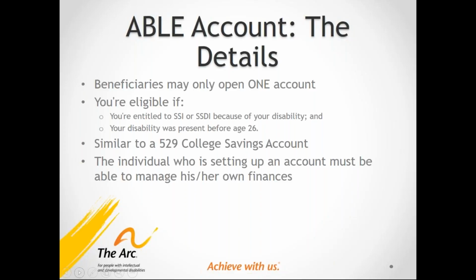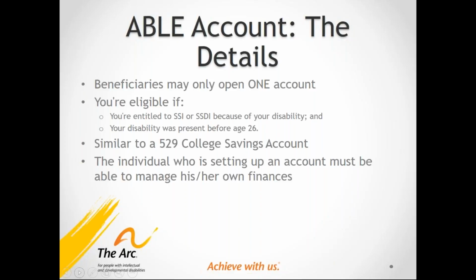So if you acquired a disability after 26, unfortunately at this point the ABLE account isn't a resource for you. They are working in the legislature to change this rule, but as it currently stands, you must have a disability before the age of 26 to set up an ABLE account. You must have a disability, and you can only have one ABLE account.